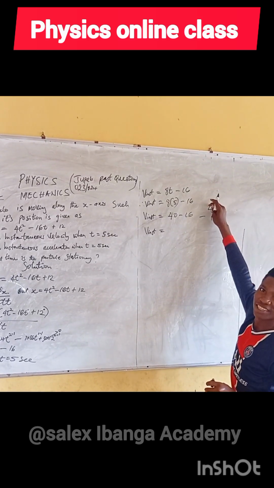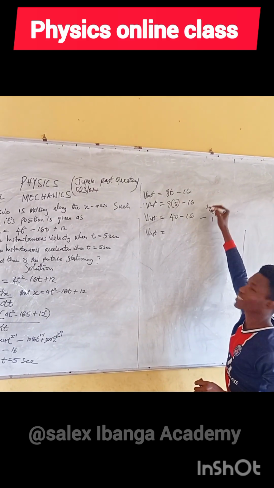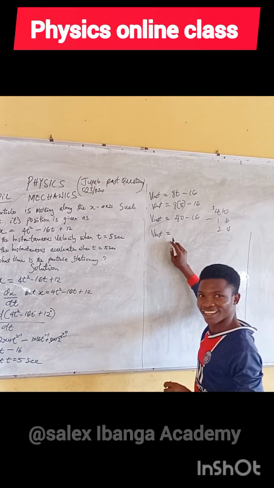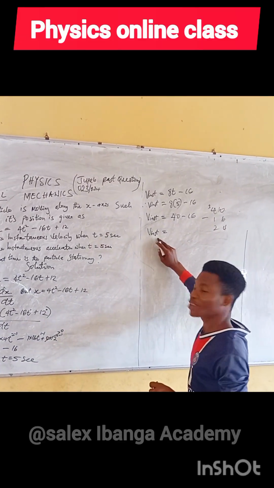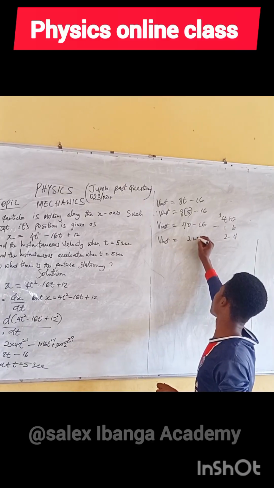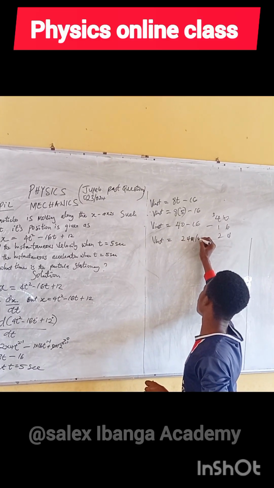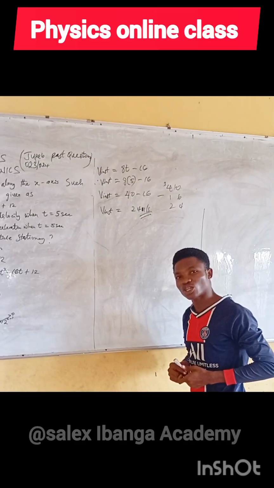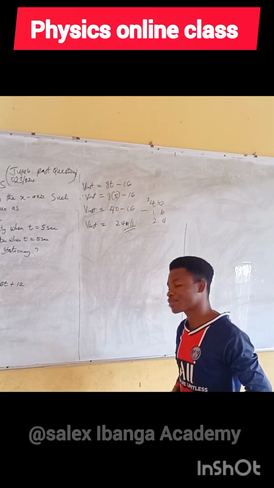Then how many students here? Remember, you borrow 1 here. That means here is 10. 3 minus this is what? So that means at this point now, what do you have? We have that our velocity is what? 24 meters per second. That's our velocity. That's our instantaneous velocity, 24 meters per second.